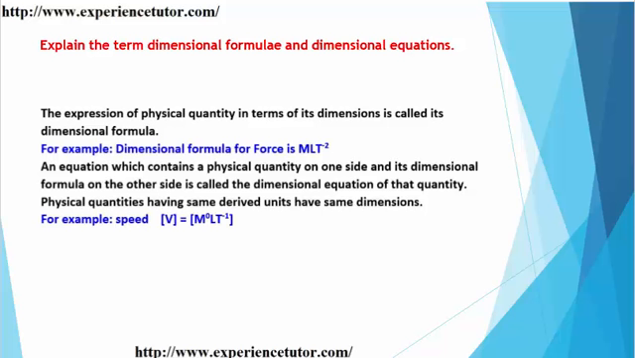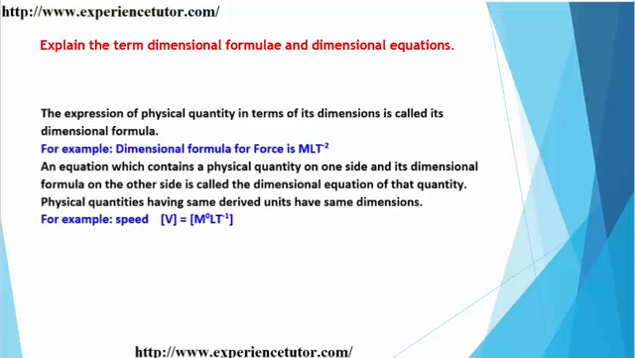Let us check our next question. Explain the term dimensional formulae and dimensional equations. The expression of a physical quantity in terms of its dimension is called its dimensional formula. For example, the dimensional formula for force is MLT^-2. An equation which contains a physical quantity on one side and its dimensional formula on the other side is called the dimensional equation of that quantity.